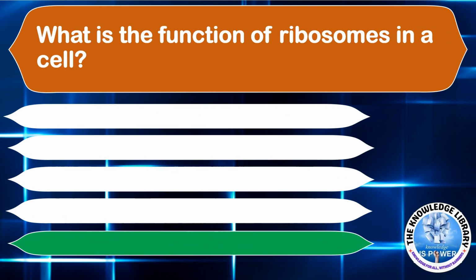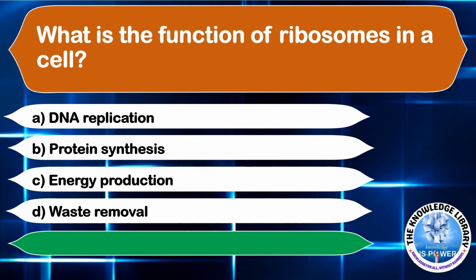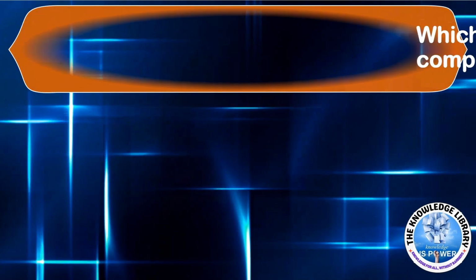The next question is, what is the function of ribosomes in a cell? Option A, DNA replication. Option B, protein synthesis. Option C, energy production. Option D, waste removal. Answer is option B, protein synthesis.